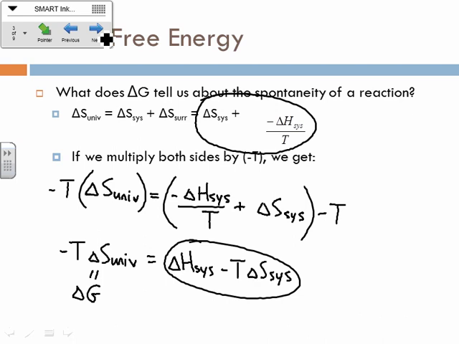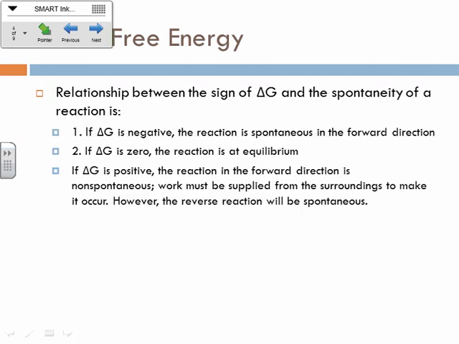Now what happens if our delta G is 0? When is delta S of the universe 0? At equilibrium, right? And so that's why this is kind of useful here, because it can tell us something about delta G. So to sum that up, if the delta G is negative, then the reaction is going to be spontaneous. If the delta G is 0, then the reaction is at equilibrium.